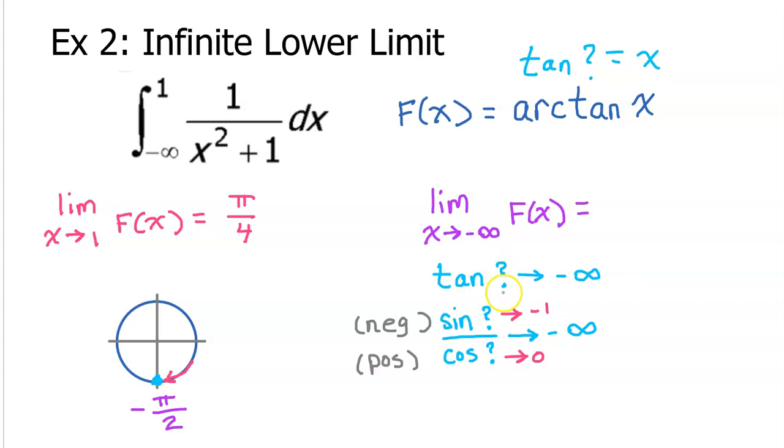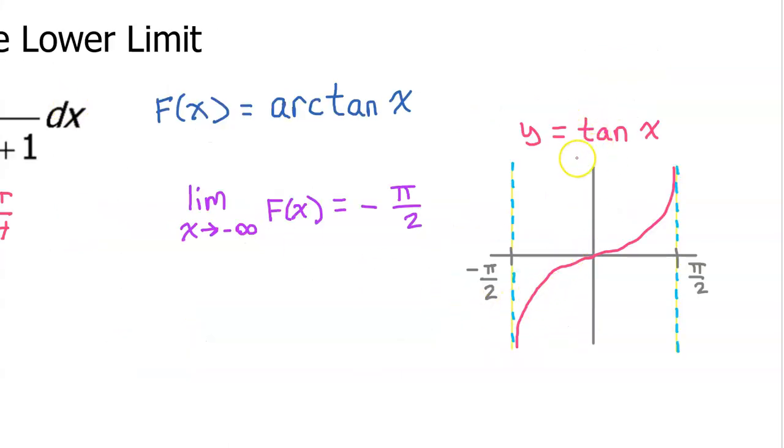So, approaching what angle causes tangent to approach negative infinity? Negative pi over 2 is the angle we are looking for. So that's the limit. By the way, if you are familiar with the graphs of tangent and arctangent, there's an easier way to find this limit. I've drawn the portion of the tangent graph between negative pi over 2 and positive pi over 2 because arctangent is only defined between these two values.